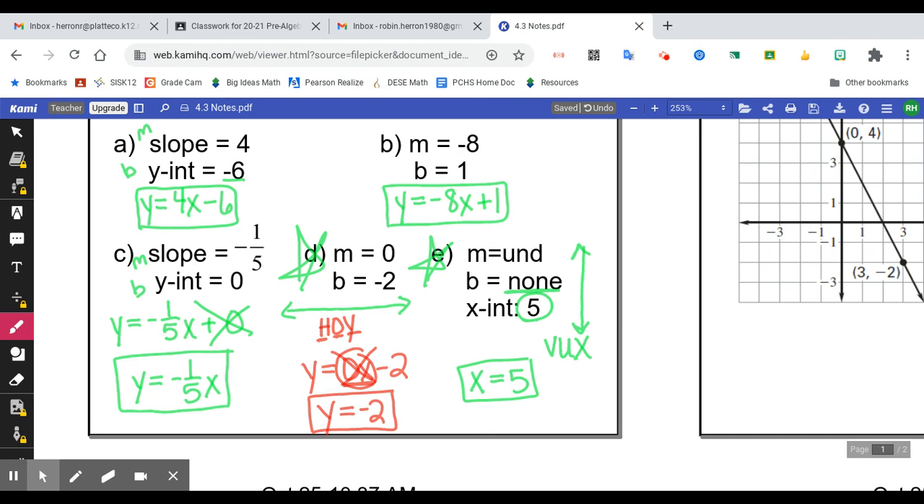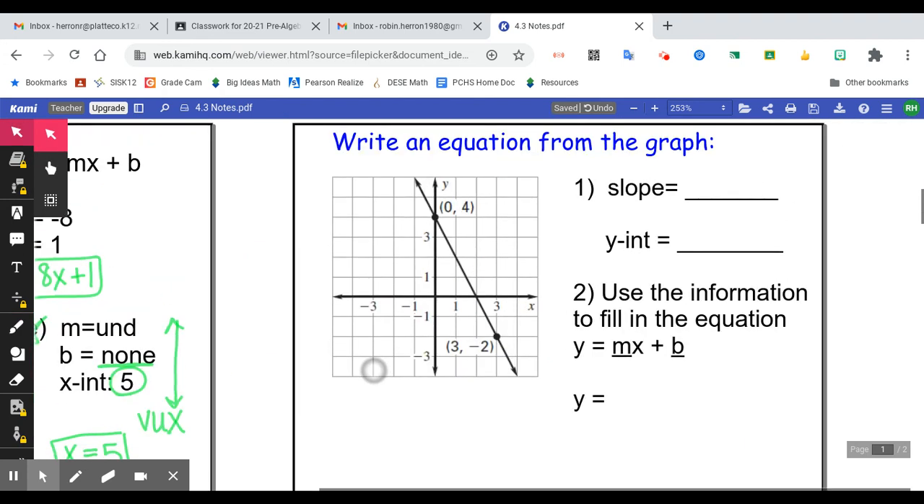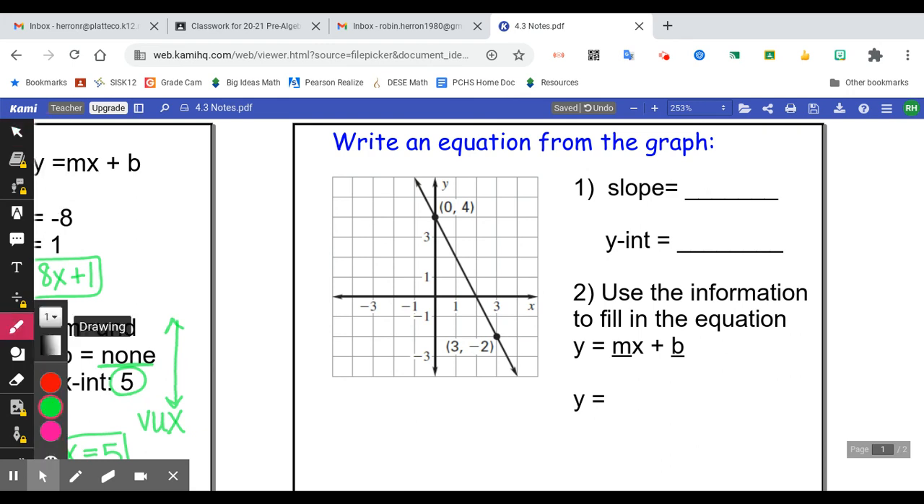Okay? All right. Next problem. Here's our first one, writing an equation from a graph. So we're trying to figure out what m and b are, because those are the two things we're always going to need. M is my slope. This is what we've been working on the past couple of days.